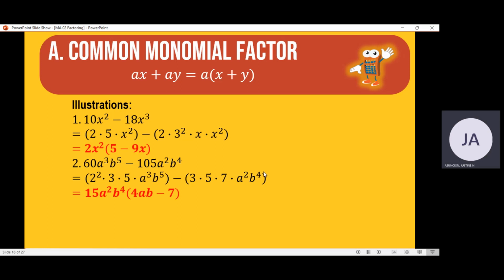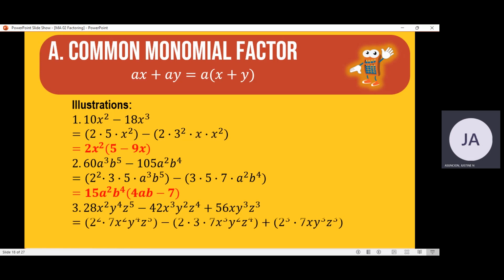Okay, next one. 28x squared y raised to 4 z raised to 5 minus 42x cubed y squared z raised to 4 plus 56x y cubed z cubed. Again, express it using the prime factorization. We have here 2 squared times 7 for 28, 2 times 3 times 7 for 42, and 2 times 2 times 2, or 2 cubed, times 7 for 56.